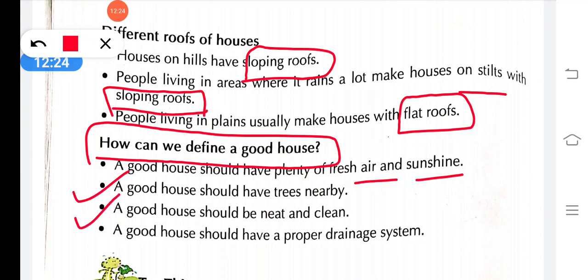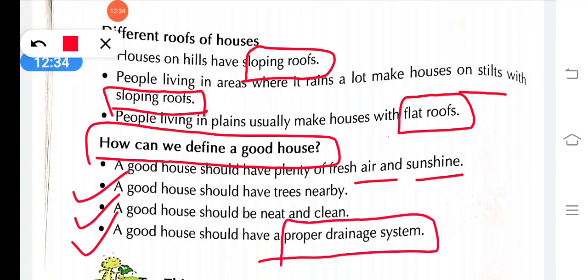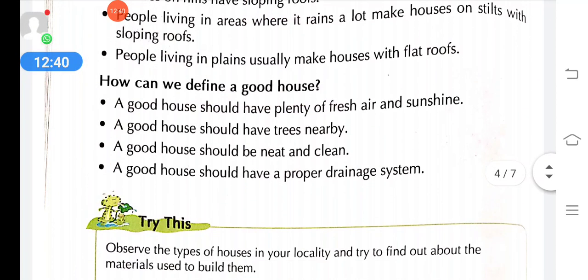A good house should be neat and clean, very important. Okay, and a good house should have a proper drainage system. Proper drainage system should be there in every house, isn't it?